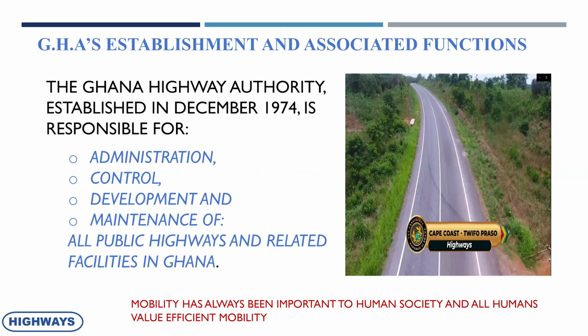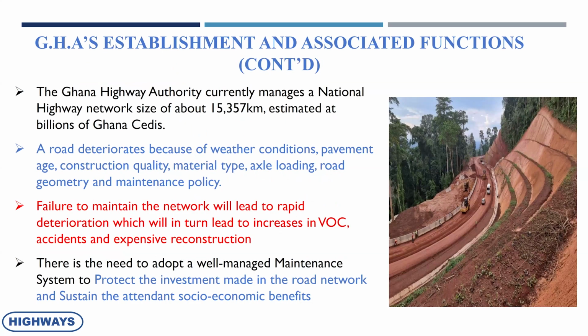As we all know, mobility has been an important part of human society, and all human beings value efficient mobility. So against this background, the government established the Ghana Highway Authority in December 1974. And the Authority is responsible for the administration, control, development, and maintenance of all public highways and related facilities in our nation. Currently, the Ghana Highway Authority manages a network size of about 15,357 kilometers, and is estimated at several billions of Ghana cedis.